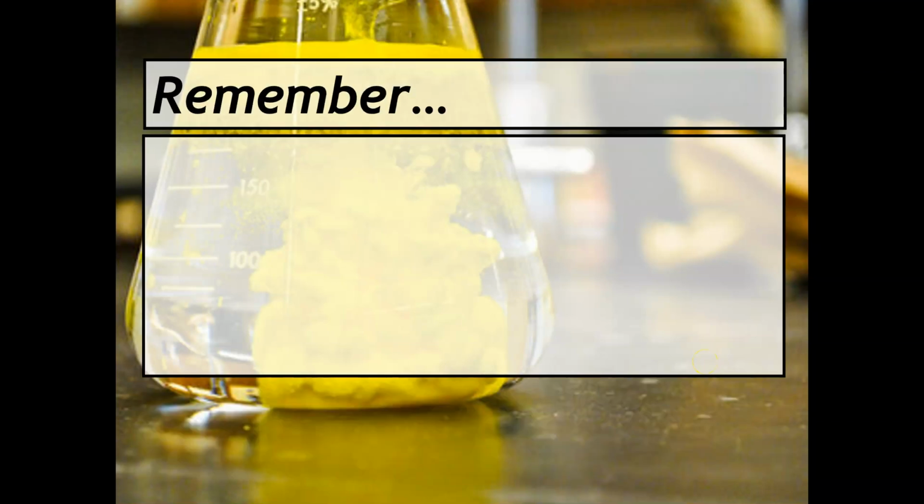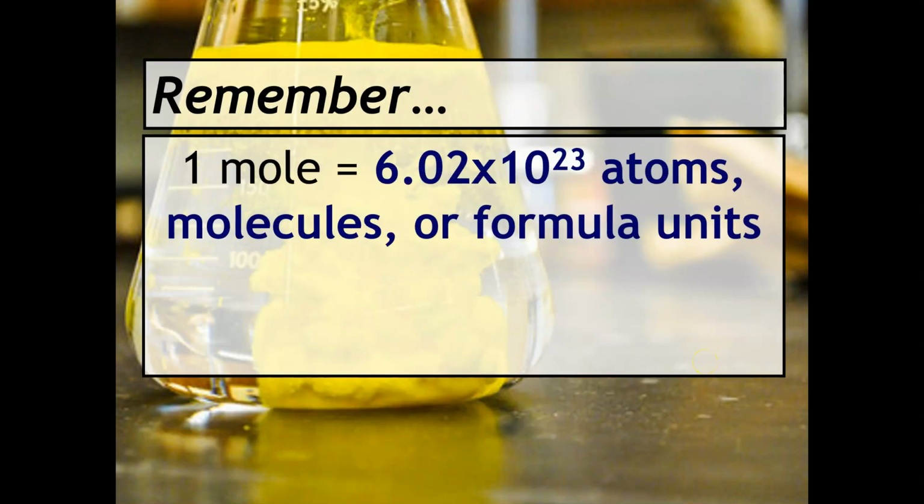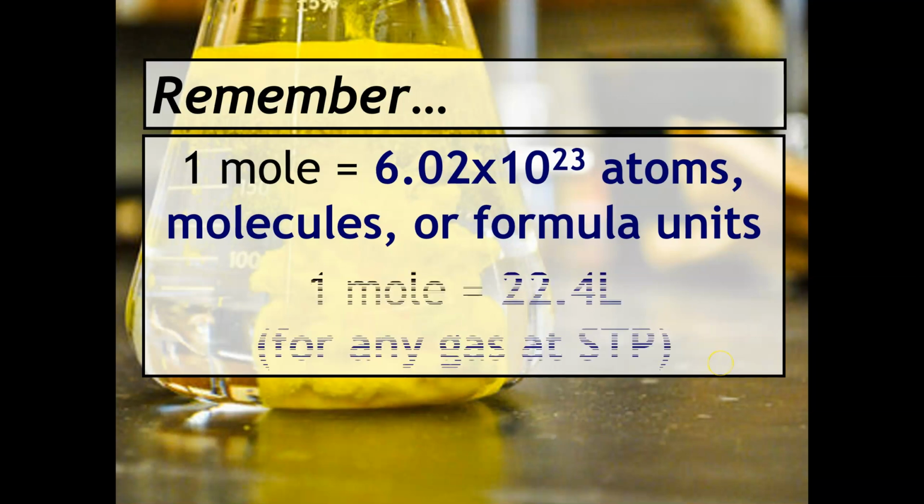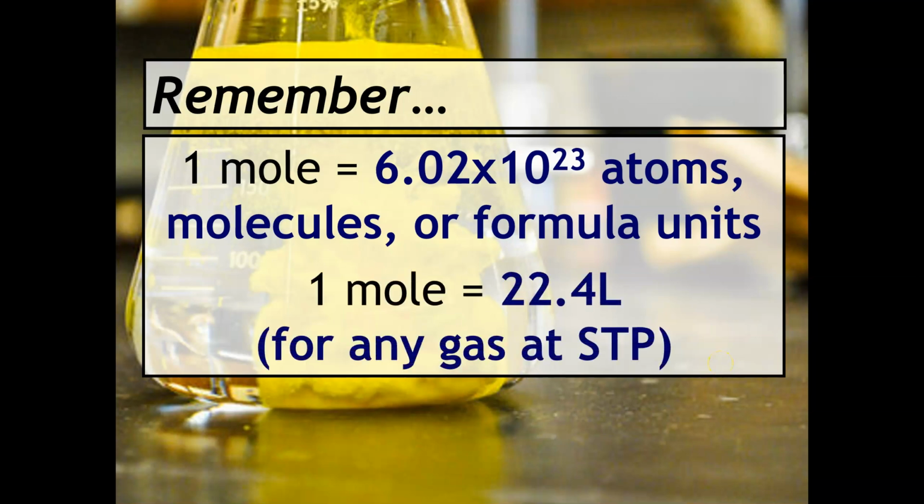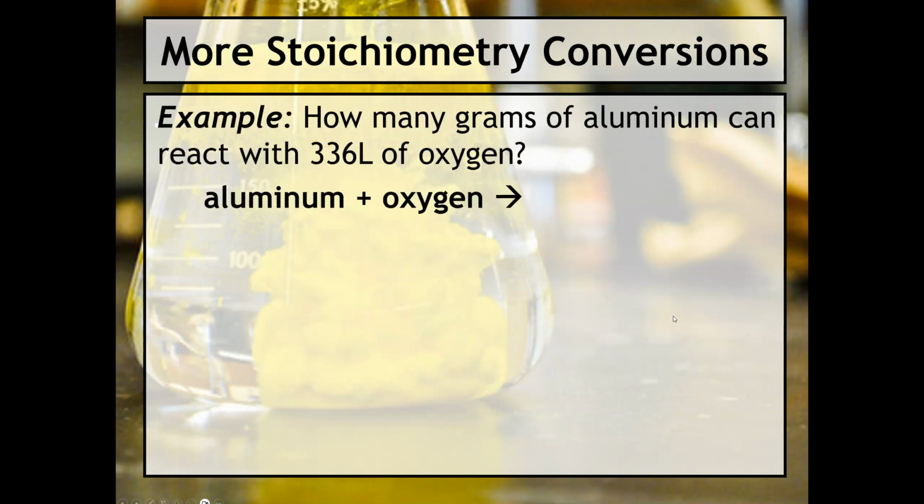So first step is, let's remember a couple of things. 1 mole is equal to 6.02 times 10 to the 23 atoms, molecules, or formula units. And you guys remember this, that 1 mole is also equal to 22.4 liters for any gas at STP. So these are the two numbers that you've got to really think about. We also remember that in a conversion, if I ask you how to convert from grams to grams, we're going to have to think about how that goes with liters.